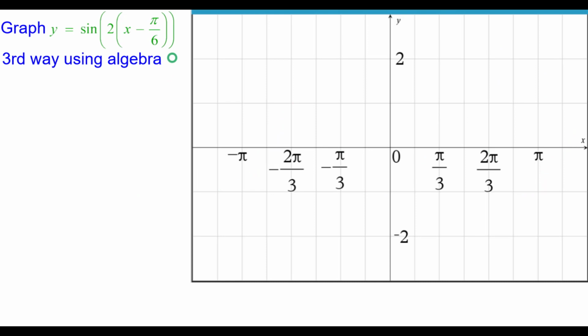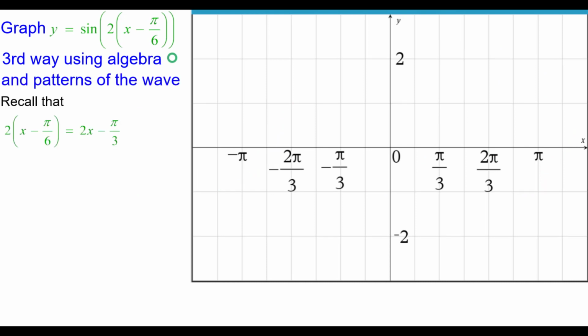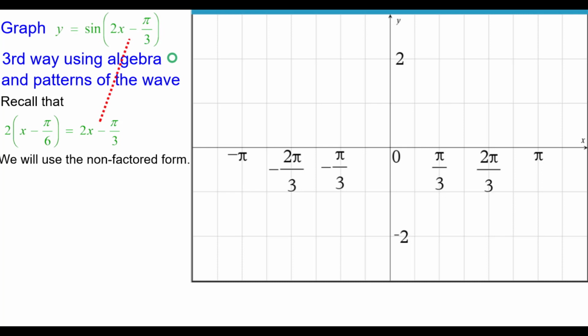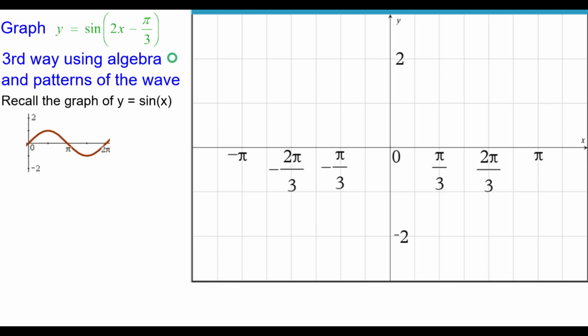Third way is using algebra and patterns of the wave. So recall that we can rewrite this as 2x minus pi over 3. And so this time we're going to use the non-factored form, the equivalent form. Again, recall the graph of y equals the sine of x, one period, and the points of interest. The initial point has an x value of 0.